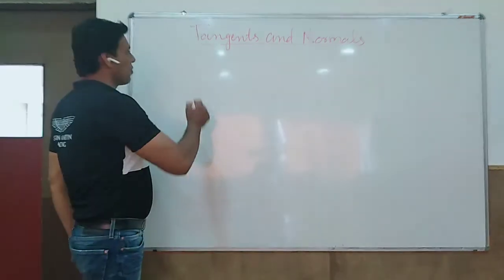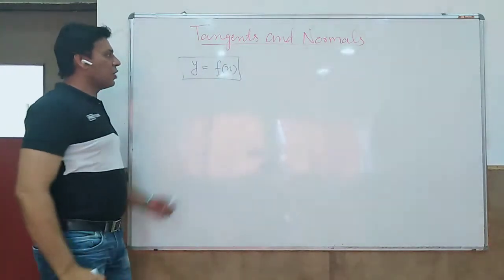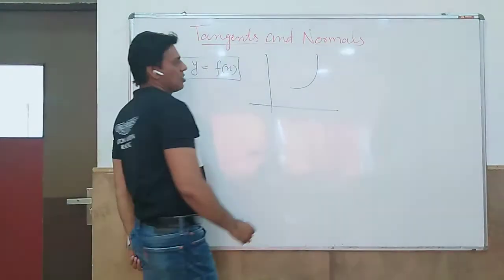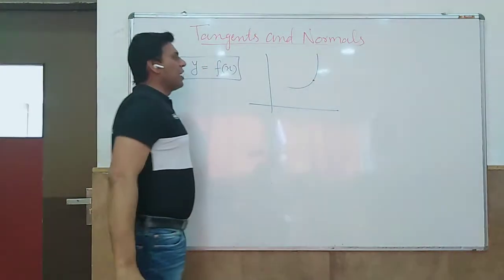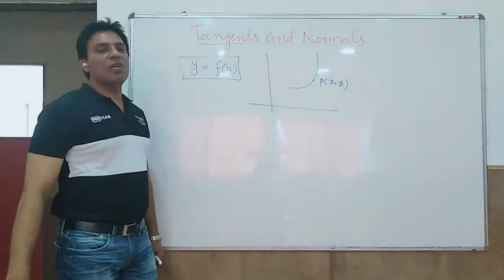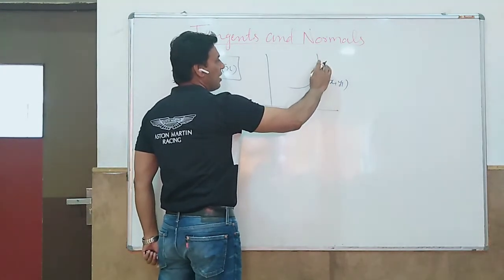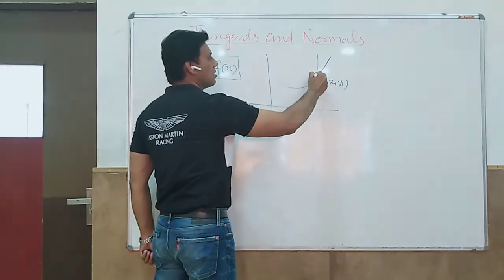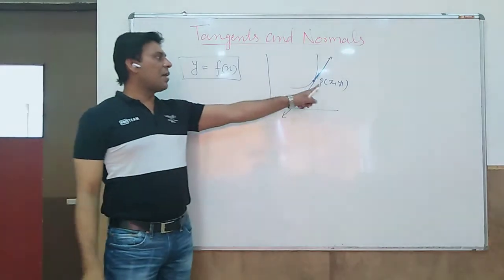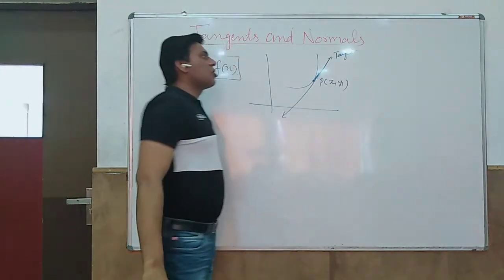Okay. So we are starting from, suppose we have a curve y is equal to f(x). This is a function, and if we have a function, then we can draw a curve of this function like this. Suppose there is a point P on this curve, and the coordinate of point P is (x1, y1). If we draw a line like this, this is the line which is touching this curve at point P. So this line is called tangent.